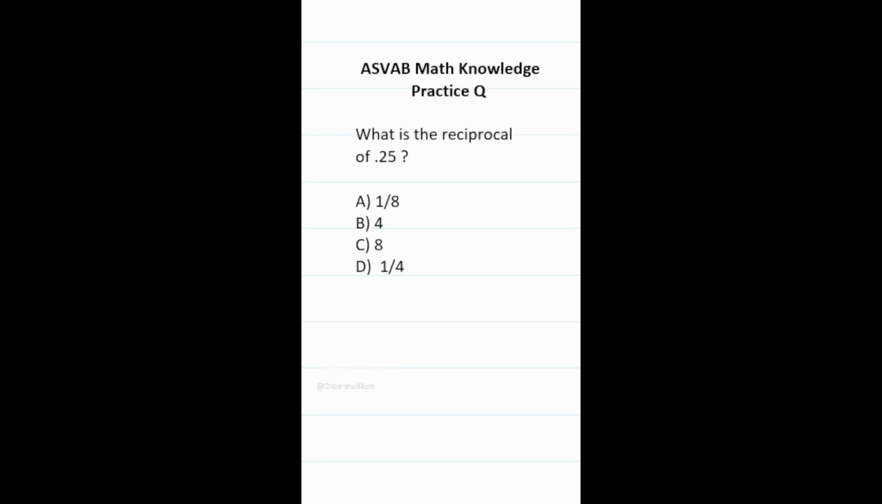Solve this ASVAB math knowledge practice test question in 60 seconds. It says this: what is the reciprocal of 0.25? Well, for this one, you're going to have to know what the fraction equivalent of 0.25 is, and that's 1/4. Likewise, you have to know how to find the reciprocal.